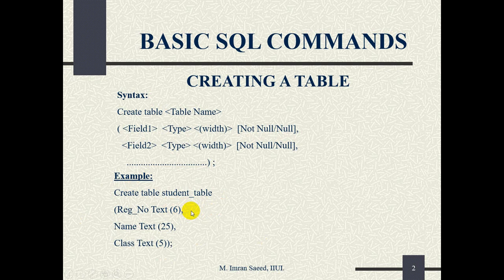Then comma, I can write down in front of it name text 25, but I went to the next line to make it more readable. So name text 25, comma, class text 5, and then the closing bracket and semicolon. So when I run this command, in fact this command will create a table.